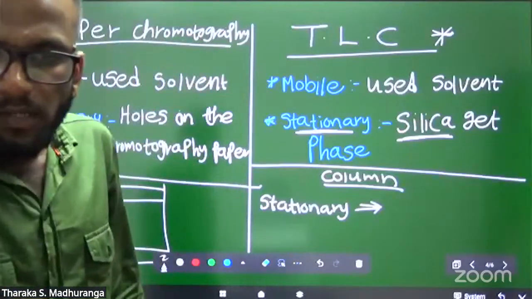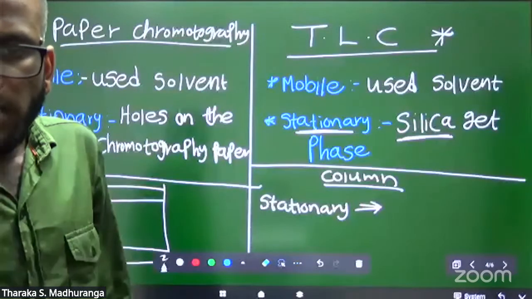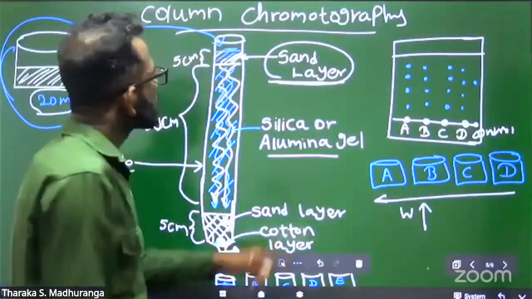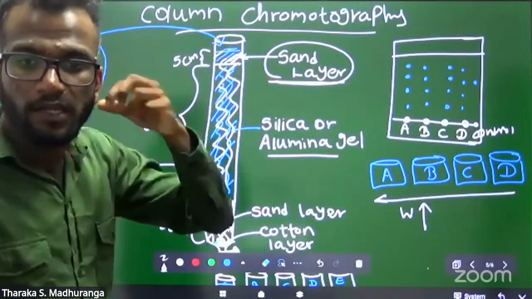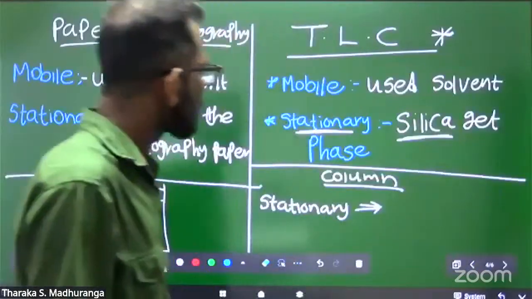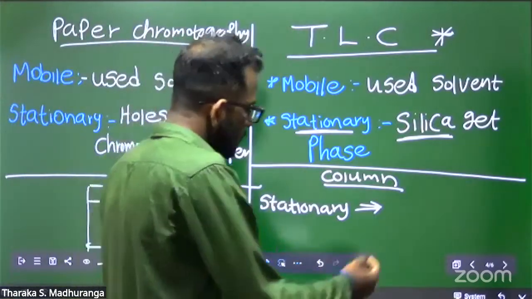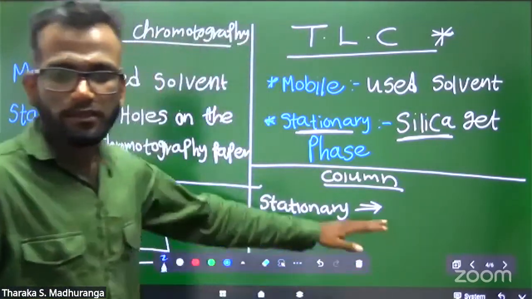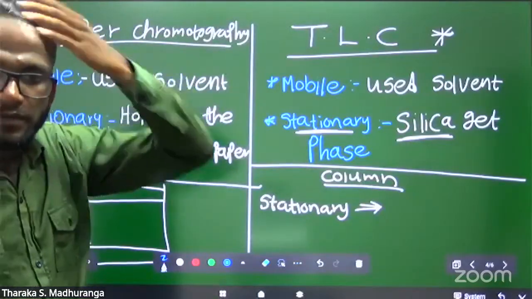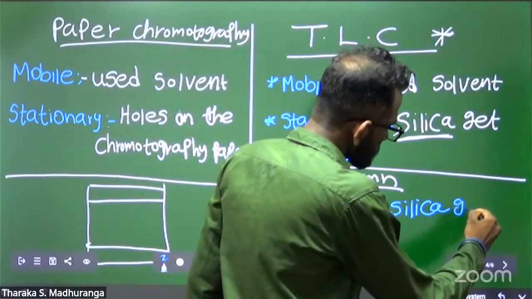Okay, now I ask the stationary phase of the column. There is another question. Can you tell why we use a sand layer on the top of the burette? Yeah, I told Arshad: at the top, to avoid damage to the silica gel. To avoid damage to the silica gel. Okay, the stationary phase of the column chromatography? Silica gel, very good. Silica gel.